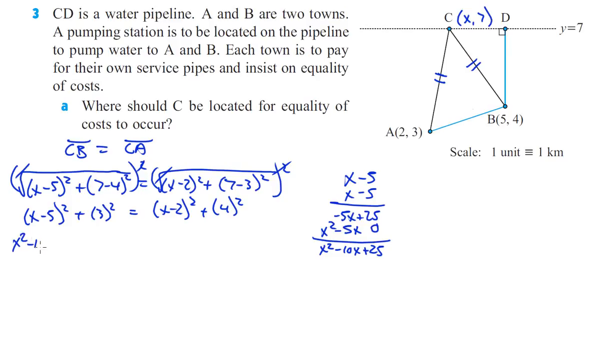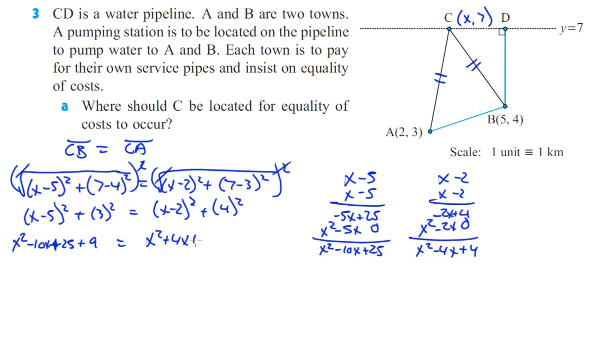So there's x squared minus 10x plus 25. And then 3 squared is 9. Okay, and then over here we've got x minus 2 times x minus 2. Negative 2 times negative 2 is 4. Negative 2 times x is negative 2x. 0 in to hold the spot. X times negative 2 is negative 2x, and then x times x is x squared. So that gives us x squared minus 4x plus 4. And then 4 squared is 16. So let's simplify all this.